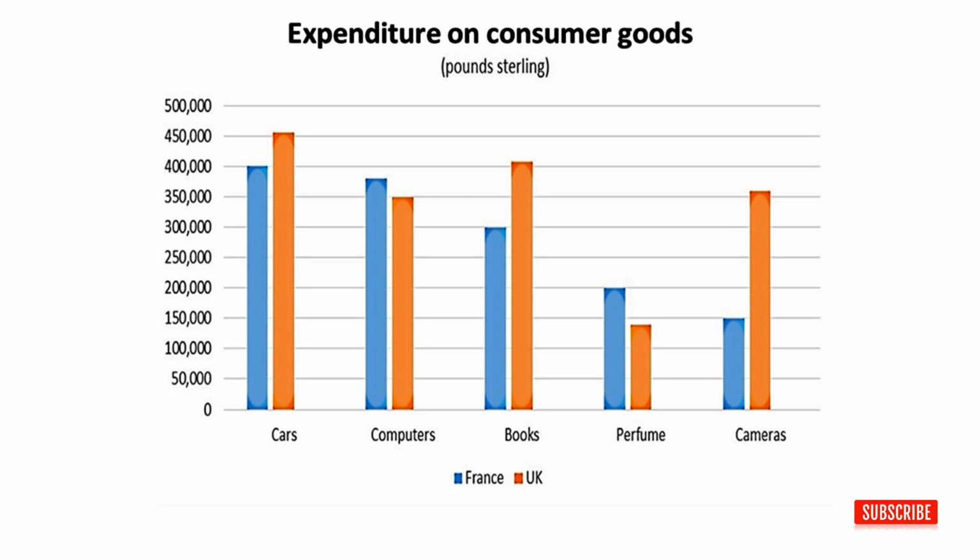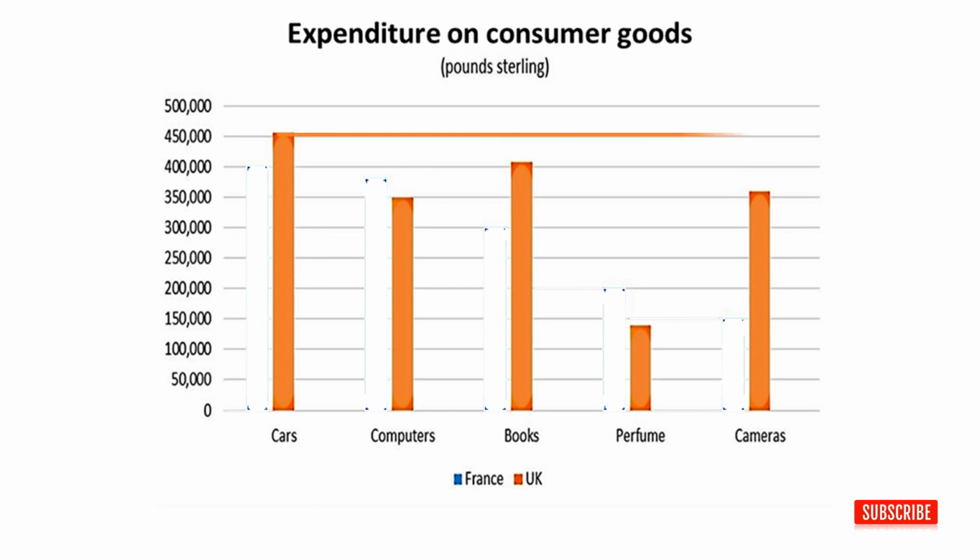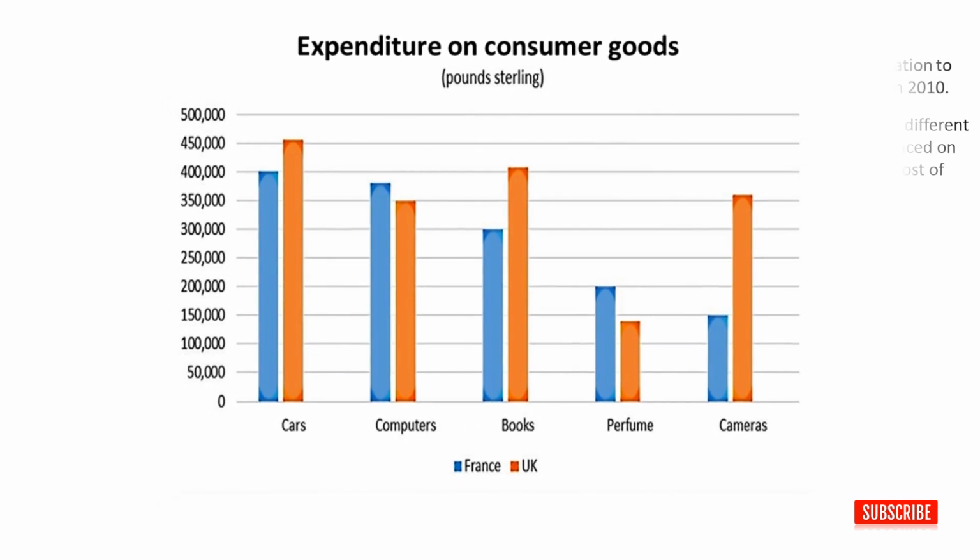So, for those of you who were able to do it, congratulations. And for those of you who just want to learn, feel free. Here, one general idea is the gap between spending levels of 2 countries. It was different among these categories. And another key feature is a similar trend for both nations. The expenditure on cars was the highest in each country.